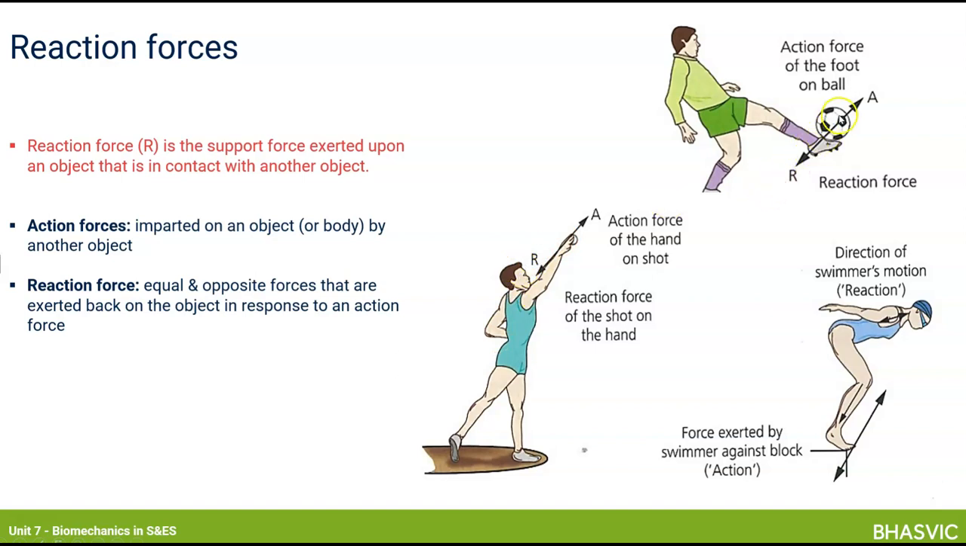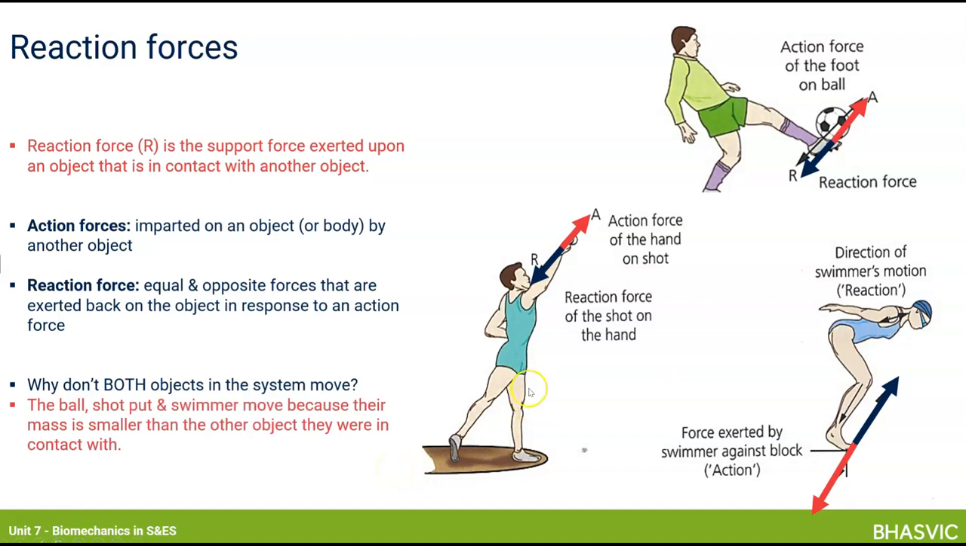We apply an action force from our foot onto the ball, and the ball applies an equal and opposite reaction force back onto our foot. We apply an action force on the block, and the block applies an equal and opposite reaction force back onto the swimmer to enable them to dive. Okay, so we've got these equal and opposite action and reaction forces. But in all of these examples, why is it that both of those objects don't move? Why is it the shot put moves, the ball moves, the diver moves?